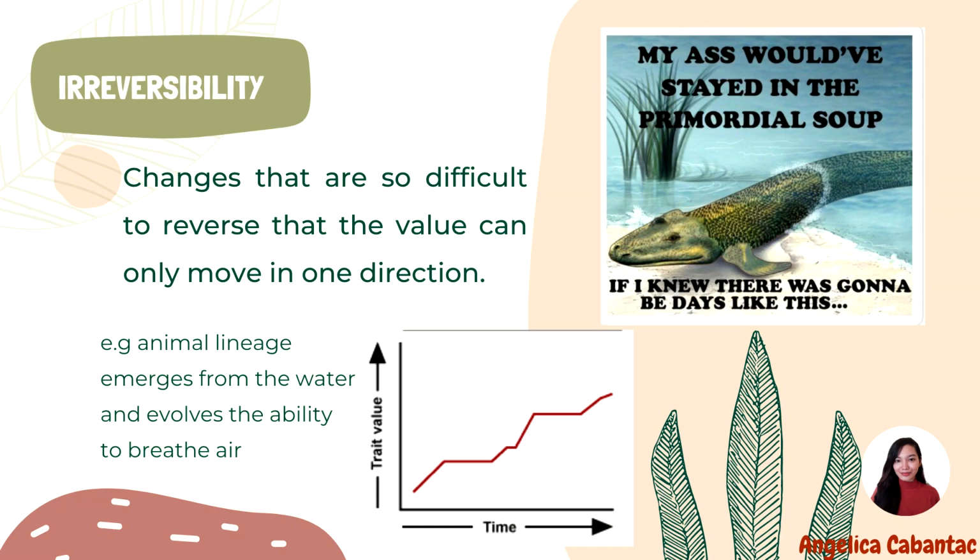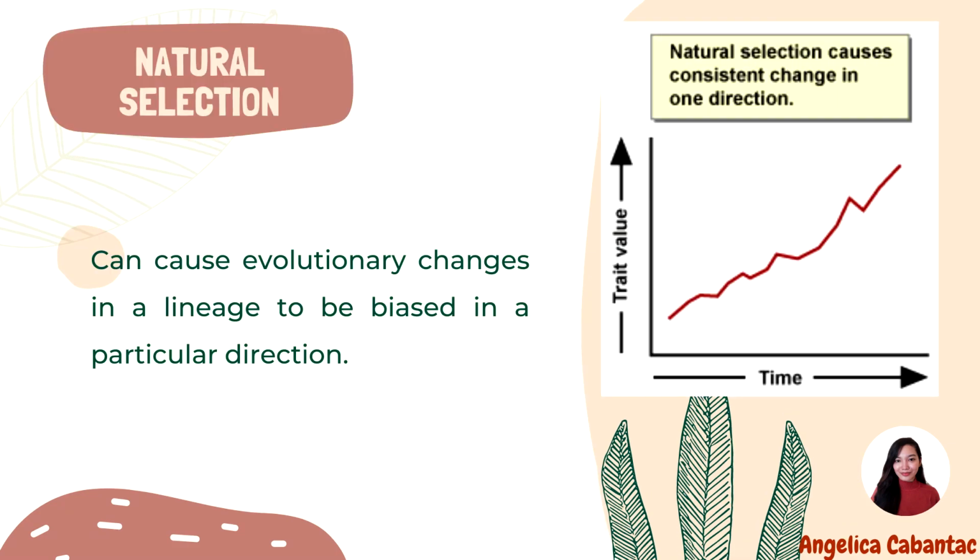For example, once an animal lineage emerges from the water and evolves the ability to breathe air, it seems to be very difficult for that lineage to revert to extracting oxygen from the water. Shown in the picture is Tiktaalik, which is considered to be the ancestor of most terrestrial vertebrates that switched to air breathing. The second one is natural selection, which we are very familiar with.